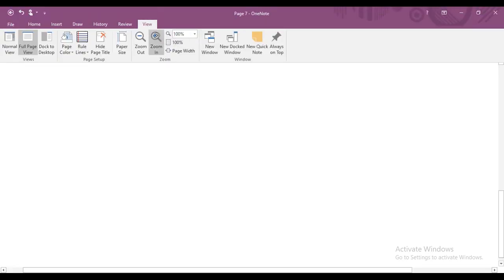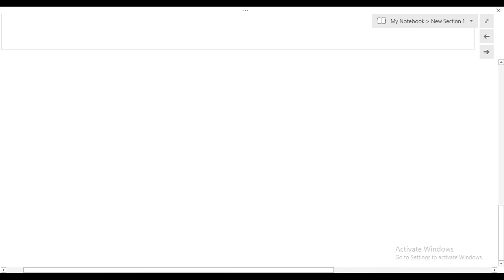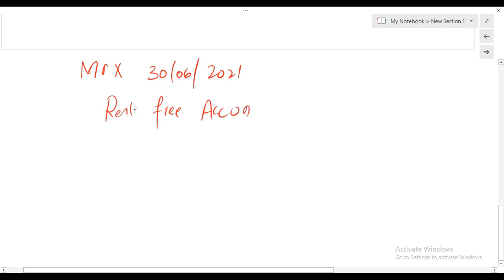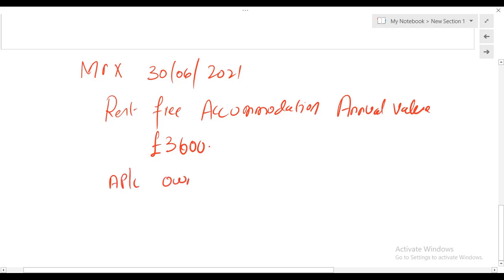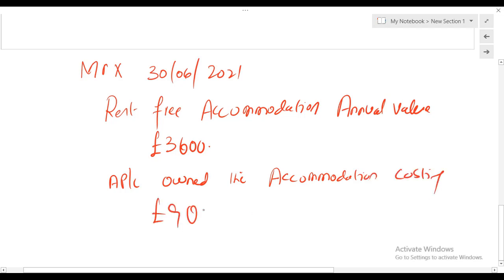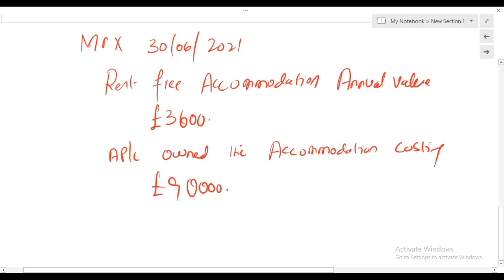Okay. So now I strongly believe you have a really good idea about this accommodation topic. For example, let's say Mr. X joined the company on 30th June 2021. He was given rent-free accommodation for private use. The annual value of the rent is, let's say, 3,600. APLC owned the accommodation, let's say costing £90,000. This is the only information we have been given, and we need to calculate the taxable benefit for the tax year 21-22.